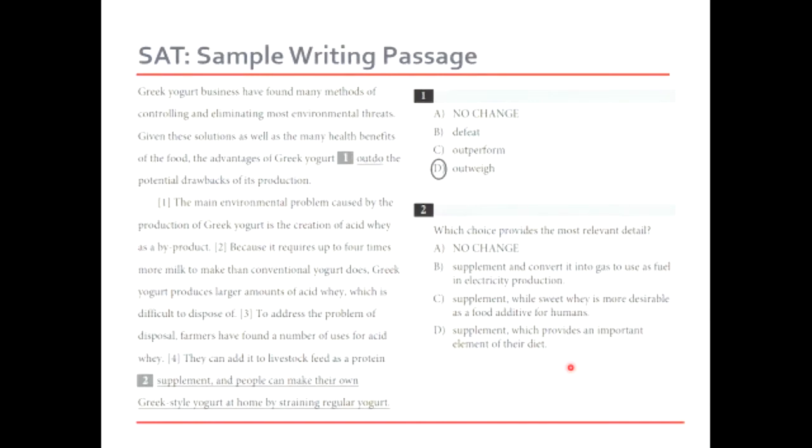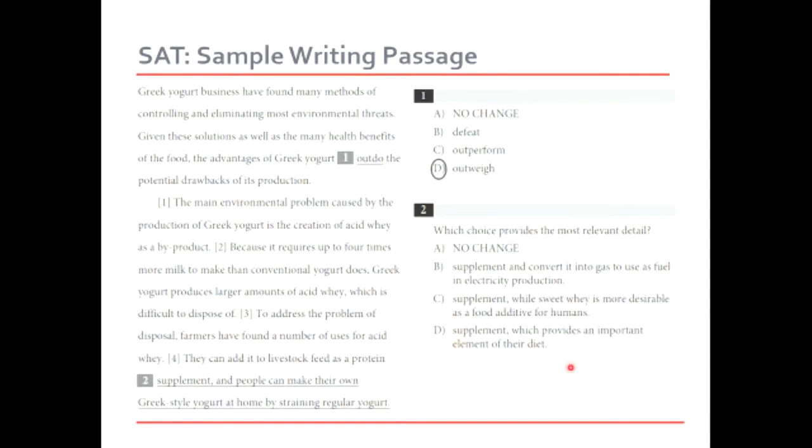Now, did you see option C and D are just continuing? Option C is explaining how sweet whey is a favorite for human beings as a food additive, and option D is just stating another advantage of the same. If you're using it as a supplement, you are providing an important element of diet to someone who's having Greek yogurt. So it's not providing another use of the acid whey which was previously stated in the sentence prior to this one. So this means that the option that we are left with is option B.